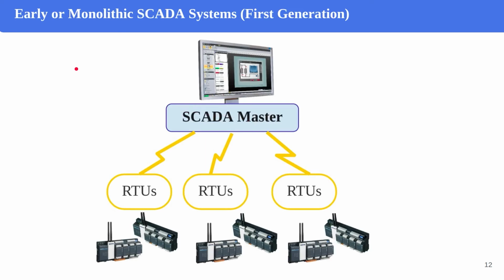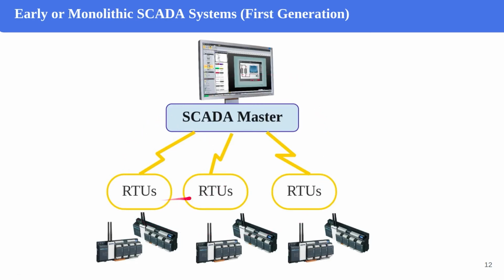The early or monolithic SCADA system, first generation. In this type of system, minicomputers are employed. The development of these systems was done when common network services were not available. To design these systems, we need independent systems without any relation to other systems.